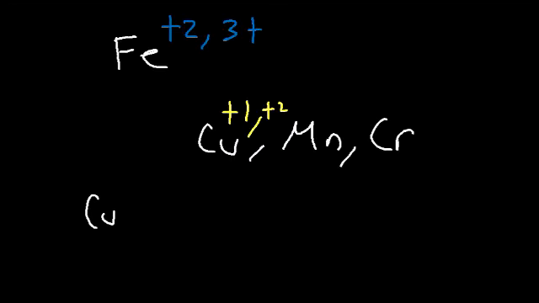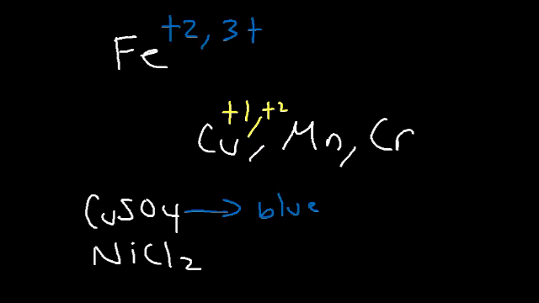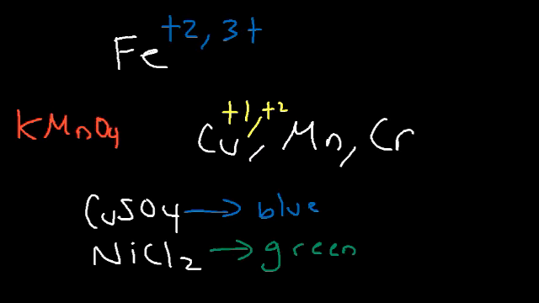So a solution of copper sulfate is blue in water. A solution of nickel chloride is light green. And potassium permanganate, well, it really depends on the concentration. If you have a very dilute solution of potassium permanganate, it's going to look pink. But if it's concentrated, it's going to be dark violet, and it can actually look black.